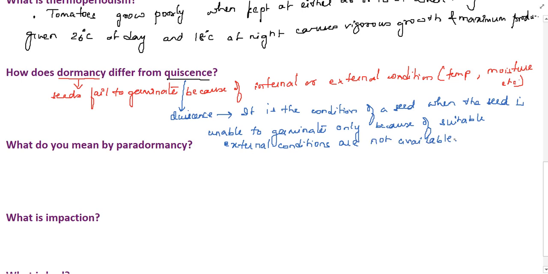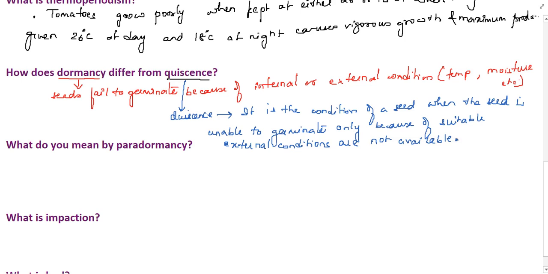Okay, and under what condition? Say for example, if the seed is very dry, or if it is too cold, in that condition the seed cannot germinate even when the internal conditions are favorable but external conditions are unfavorable.